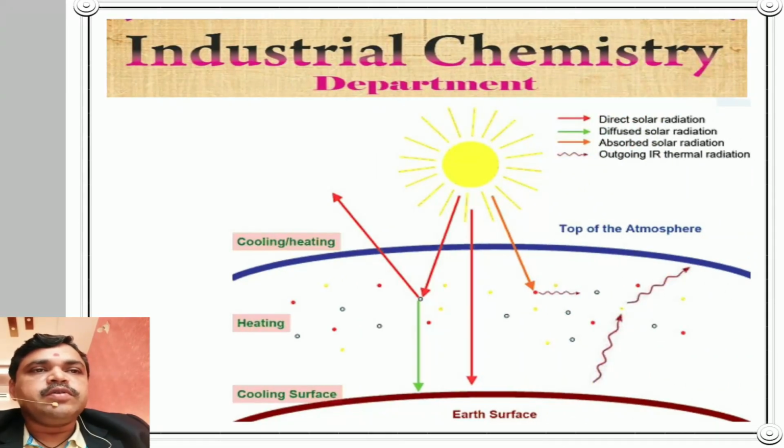This figure also shows the types of solar radiation. In this figure, we describe different colors for the types of solar radiation.